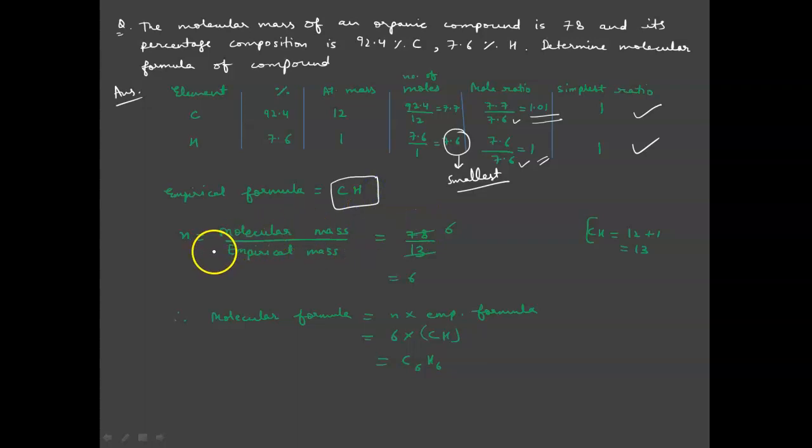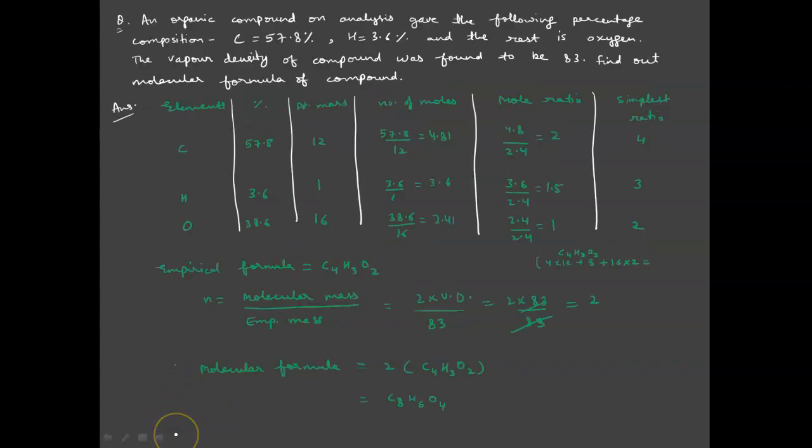Now we will calculate the n factor. First of all, we have calculated the empirical formula, but we have to determine the molecular formula of the compound. So we will calculate the n factor. n equals molecular mass divided by empirical mass. Molecular mass is 78 upon 13. After calculating, we got 6. Now molecular formula equals n into empirical formula. So this comes out to be C6H6 finally. This is how we calculate first the empirical formula, then the n factor, and then the molecular formula. The importance of the n factor is very much in these types of questions, and it all depends on the table you made.